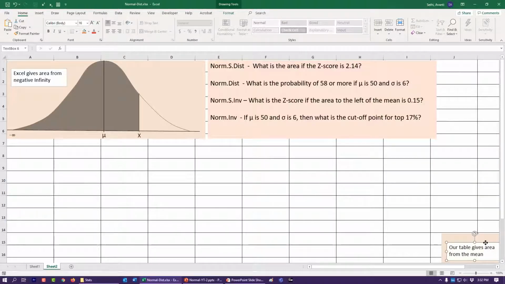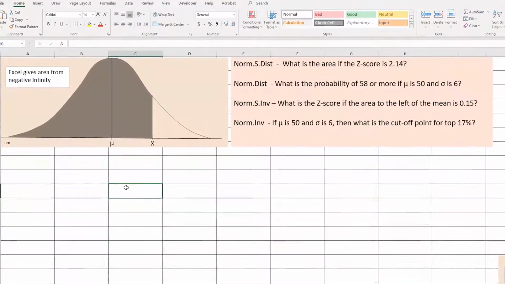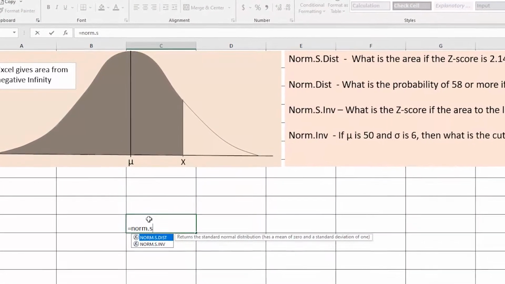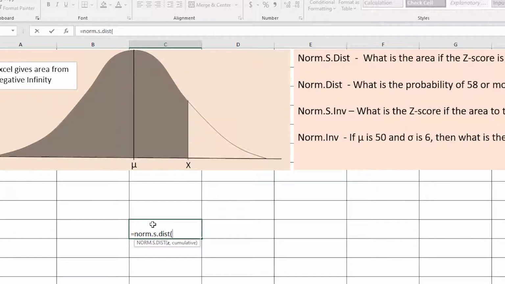So let's go there now. Okay. So, four functions: NORM.S.DIST, NORM.DIST, NORM.S.INV, and NORM.INV. When you see this little S in there, that basically means a standard normal. That basically means the mean is 0 and sigma is 1. That's all there is. So what's the area for a z-score of 2.14? Okay, that will be equal to NORM.S.DIST, and z is 2.14, and always 1.